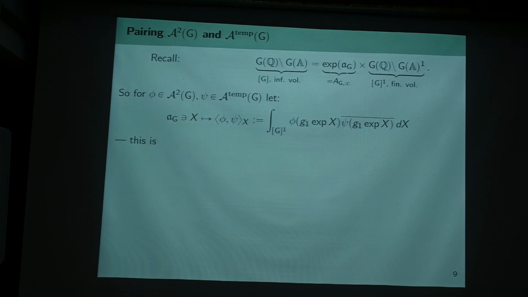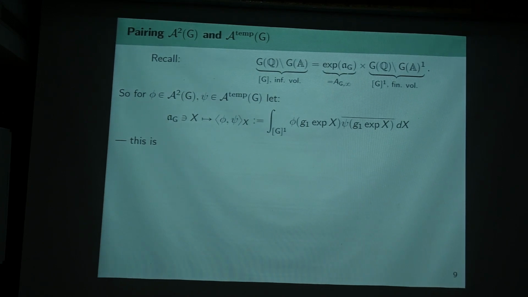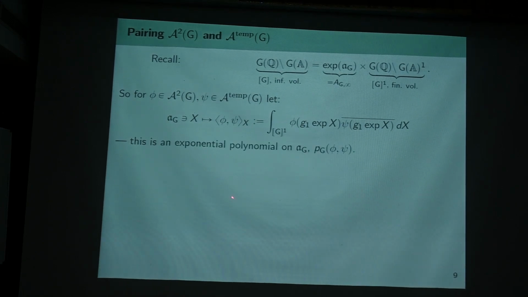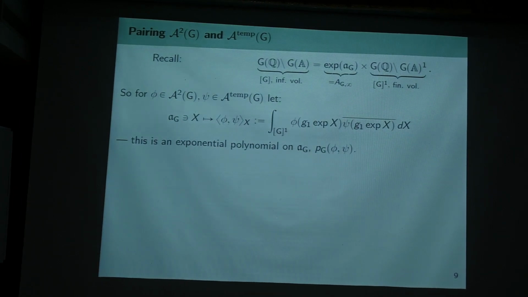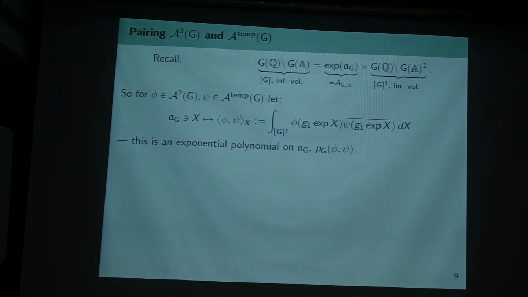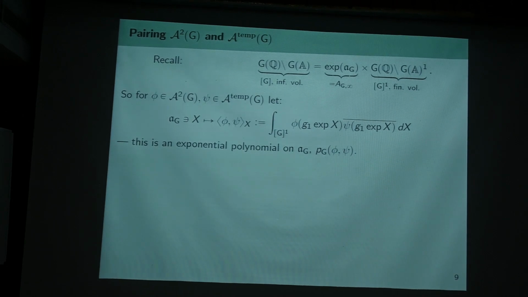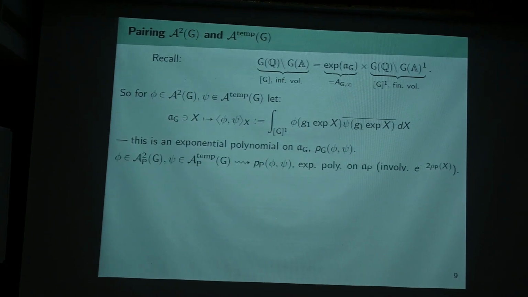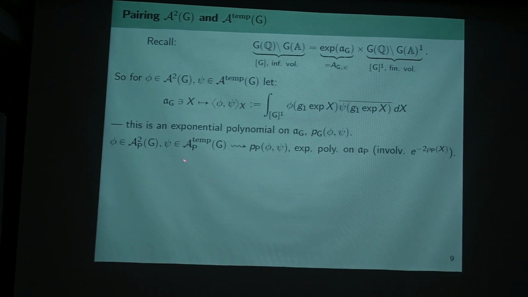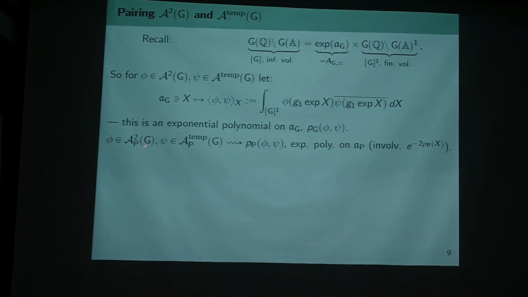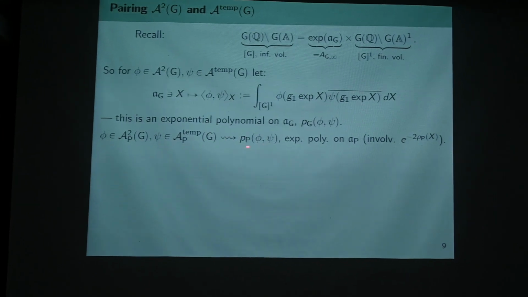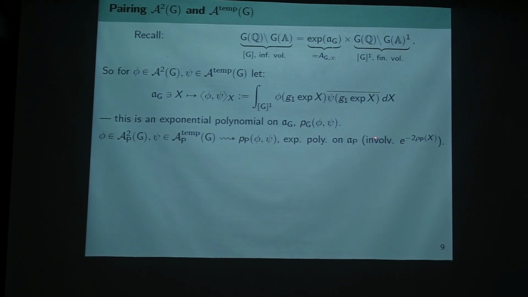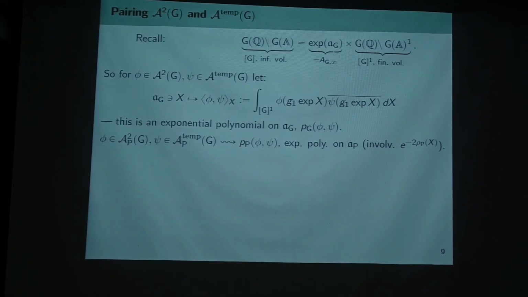But because of the considerations related to exponents that we have seen before, sorry, that's dG^1. Yeah, sorry. Thank you. So it's an exponential polynomial as a function of x. We denote it by P of phi, psi. And similarly, if you have something in A_P2 and A_P temp, you can still pair them, and it will be an exponential polynomial on A_P.